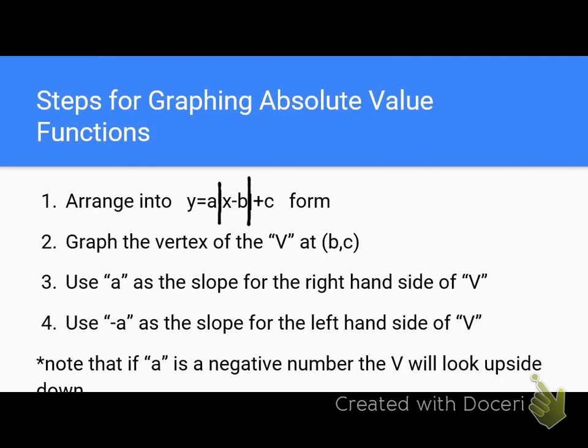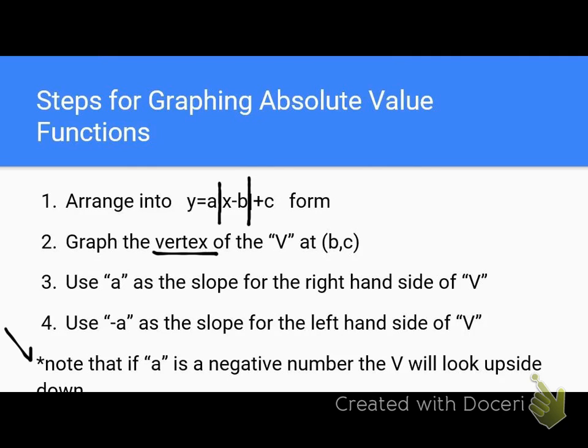Okay, so second is you want to graph the vertex at b comma c. The vertex just means the point of the V. Okay, so this part right here. Then you're going to use A as the slope for the right-hand side. So this A value right here is what you want to use as the slope for the right-hand side. Then you're going to use the opposite of that as the slope for the left-hand side.